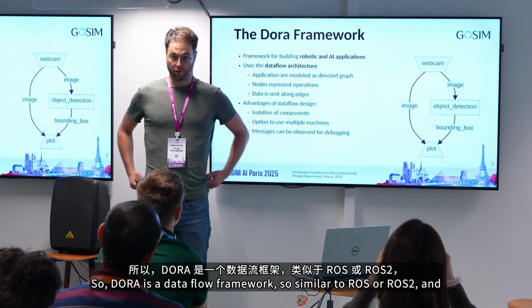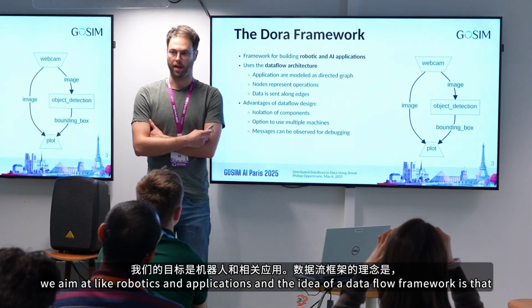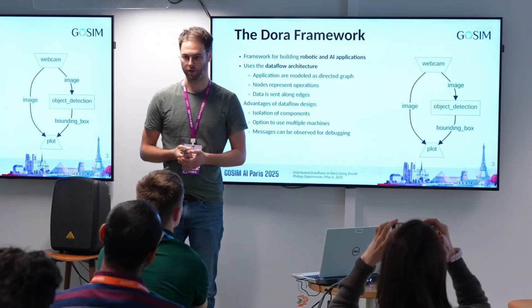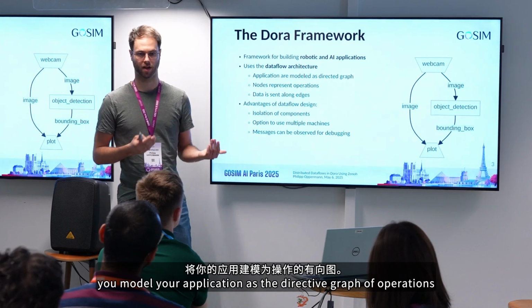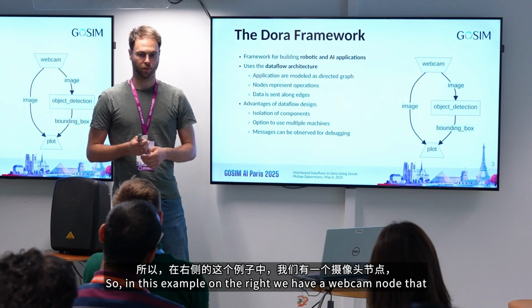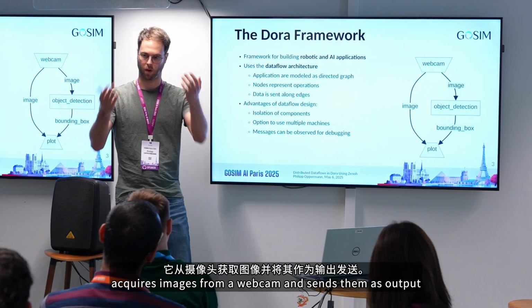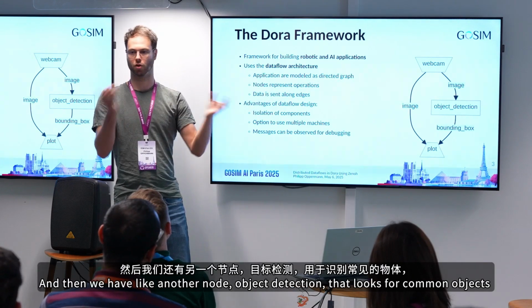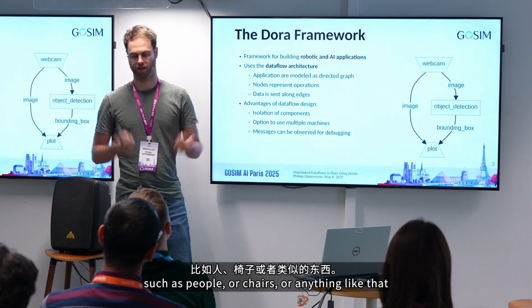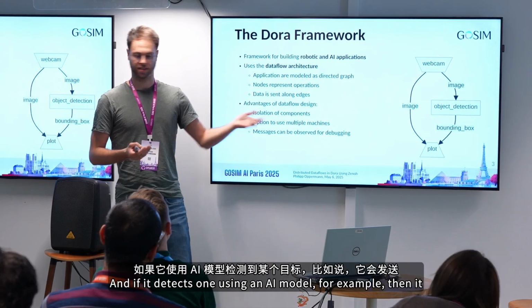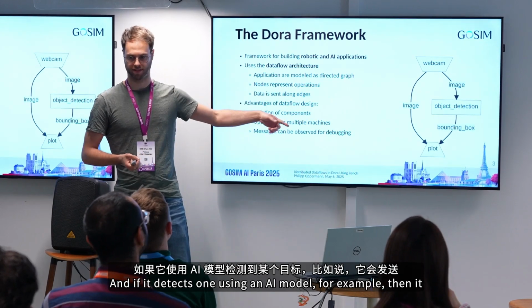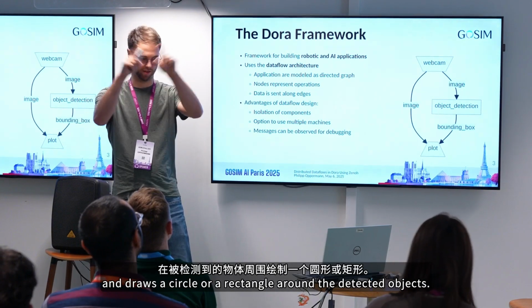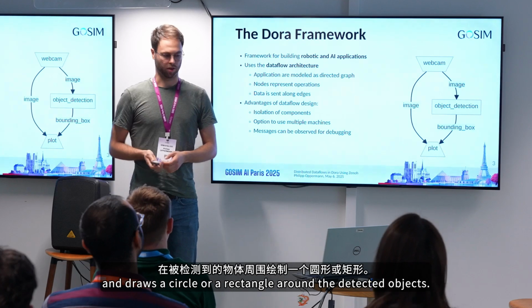So Dora is a data flow framework, similar to ROS or ROS2. And we aim at robotics and AI applications. The idea of a data flow framework is that you model your application as a directed graph of operations. So in this example on the right, we have a webcam node that acquires images from a webcam and sends them as output. And then we have another node, object detection, that looks for common objects such as people or chairs or anything like that. And if it detects one using an AI model, for example, then it sends bounding boxes as output, and the plot node then combines these two outputs and draws a circle or a rectangle around the detected objects.